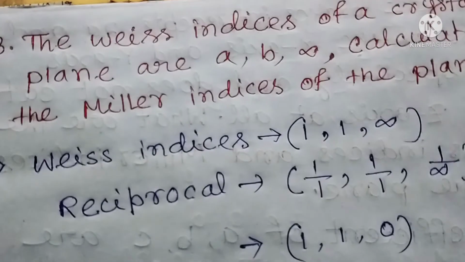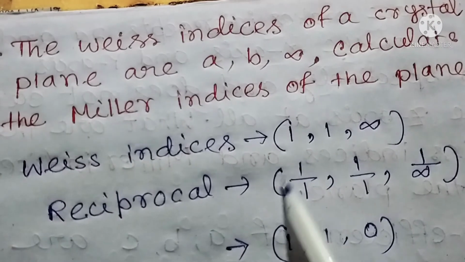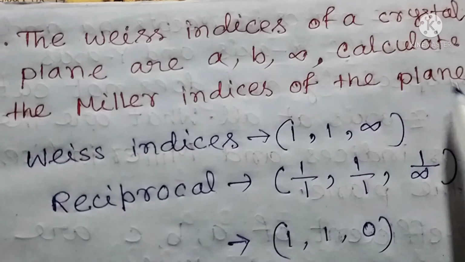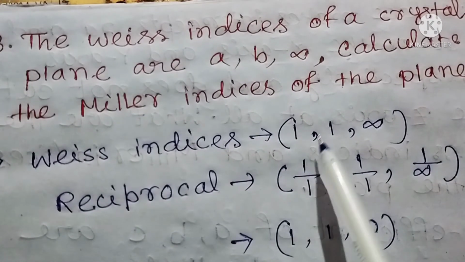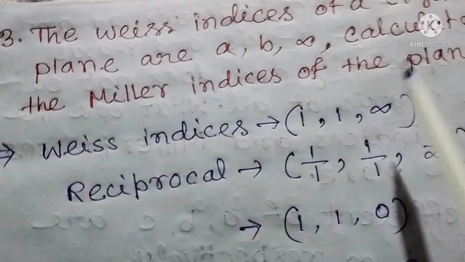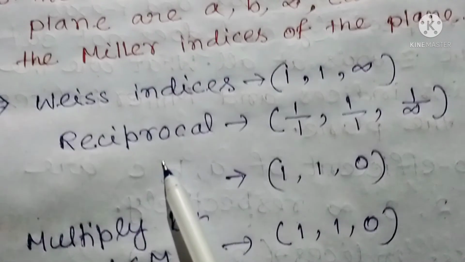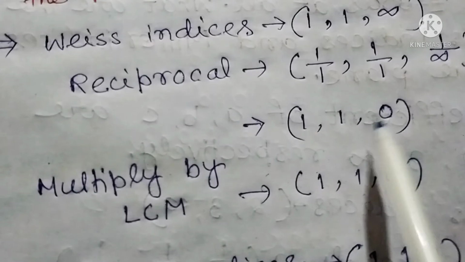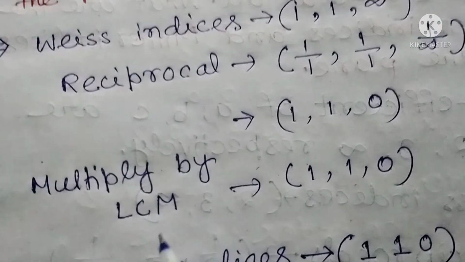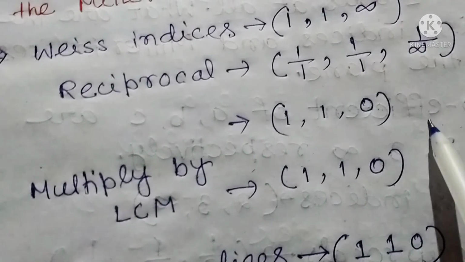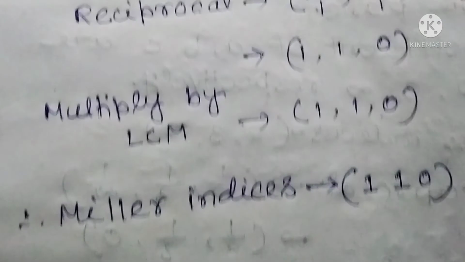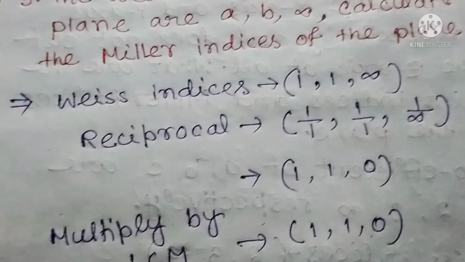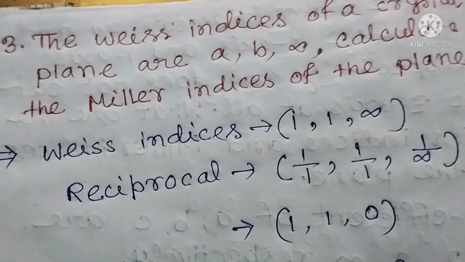Next question is, the Weiss indices of a crystal plane are a, b, infinity. Calculate the Miller indices of the plane. The Weiss indices are 1, 1, infinity. So, for the Miller indices, first we make reciprocals: 1 by 1, 1 by 1, 1 by infinity. That is 1, 1, 0. Multiply by the LCM. Here the LCM is 1. So we get 1, 1, 0, and the Miller indices are 1, 1, 0. So, students, I think you understand this lecture.